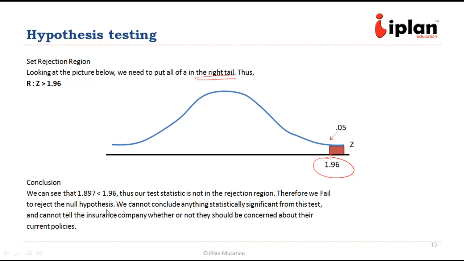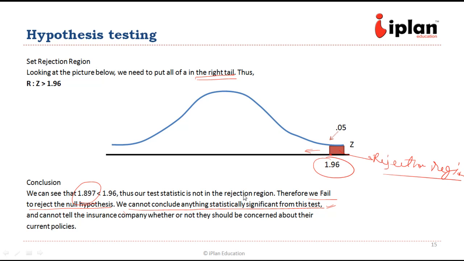Our test statistic value was 1.897, which falls on the left hand side of this critical value. So we are not able to reject the null hypothesis since it is not falling in this rejection region. It is falling on the left hand side of the rejection region. So we failed to reject the null hypothesis. We cannot conclude anything statistically significant from this test.